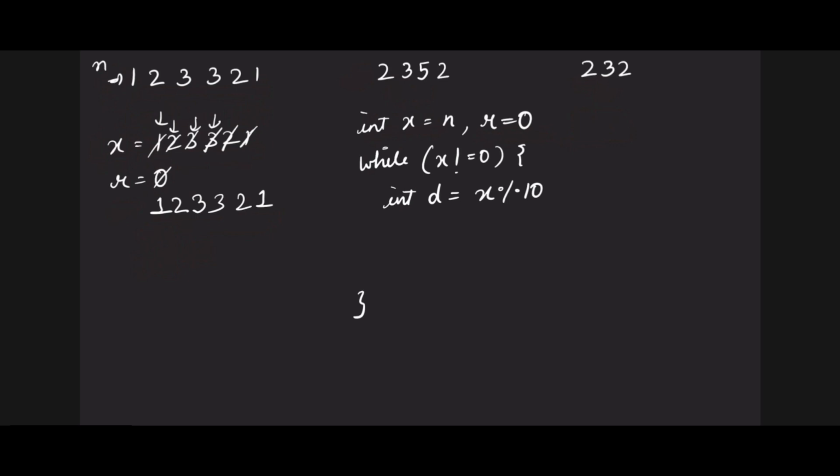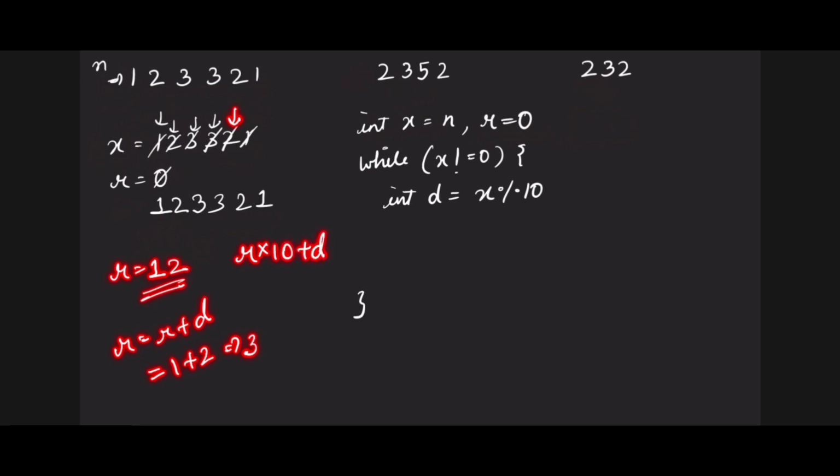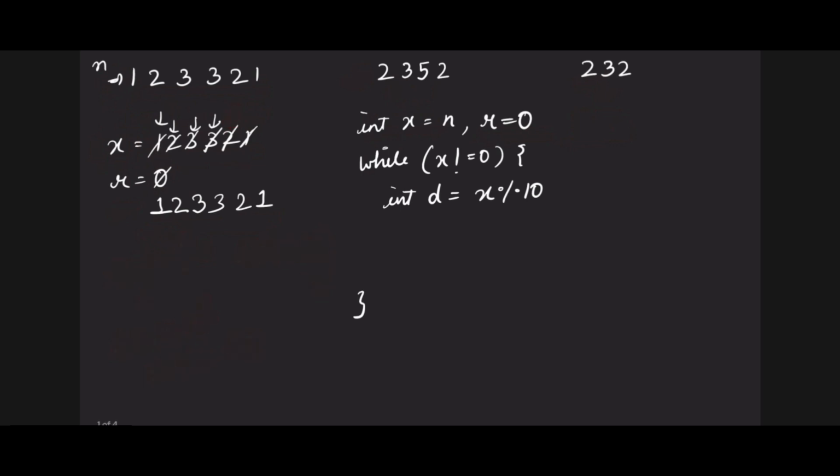Why? Because suppose when I had taken this last digit, my r became 1. Now when I'm taking the next digit, which is 2, if I do r equals r plus digit, then what will happen? 1 plus 2 will become 3. But I want it to become 12, right? So to handle this, what we'll do is r times 10 plus digit. This will keep the digit at the next decimal place, right? So we'll do r equals r times 10 plus d.